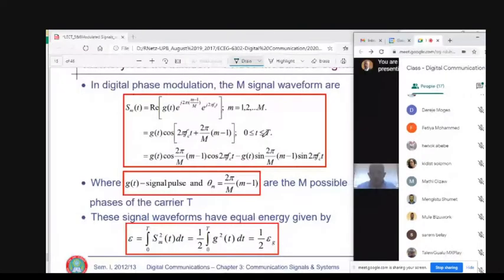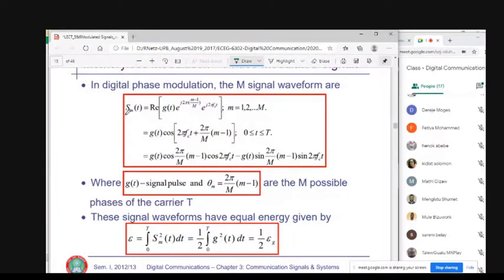So there are 3 different ways of representing a phase modulated signal. So s_m(t) indicates the phase modulated signal in passband. So the first, well, this is the first way of representing a passband signal, second and the third. I think let me start from the second because that would probably, in my opinion, be easier to understand.